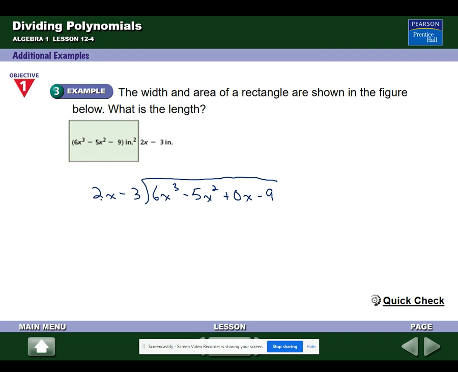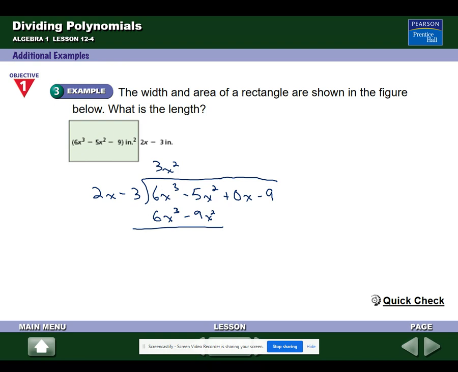How many times does 2x go into 6x to the third? That would be 3x squared. 3x squared times 2x is 6x to the third. Remember, add the exponents. Now you need to multiply here. This would be negative 9x squared, and subtract down.